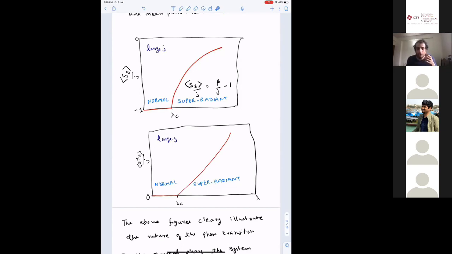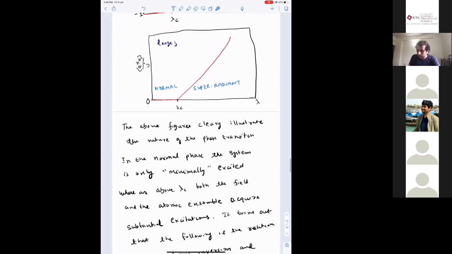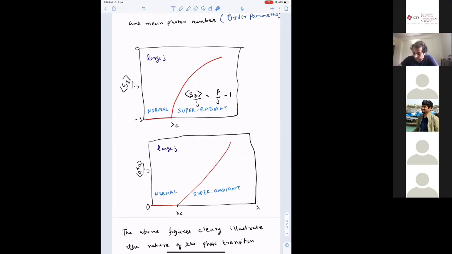Okay, so is that clear? Okay, so for lambda less than lambda c, all the energies are in the spin mode basically, right? And then as you go beyond lambda c, basically from the spin mode it goes to the harmonic light mode, the harmonic oscillator mode.